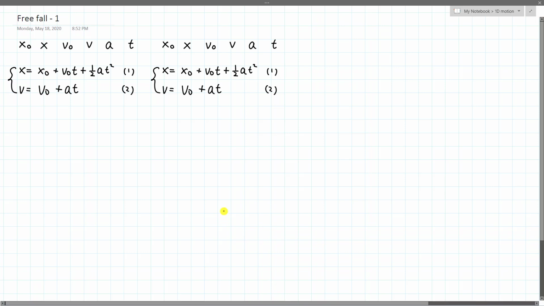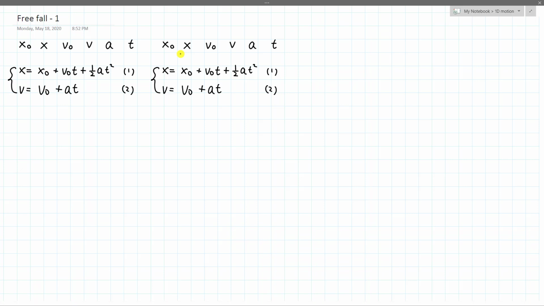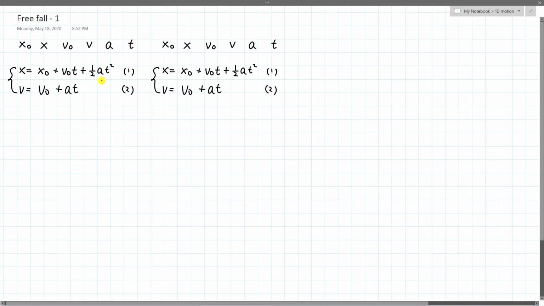In this video, we'll explain how to do freefall problems. I have here two copies of my constant acceleration motion equations and parameters. Because freefall is a special constant acceleration motion, it should also follow the same formulas, except that some things will have to change. For example, the acceleration here will be fixed due to gravity.